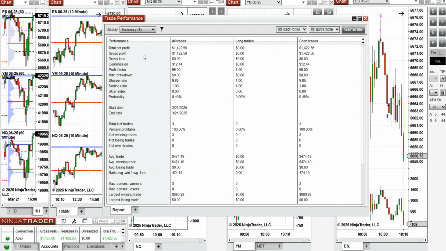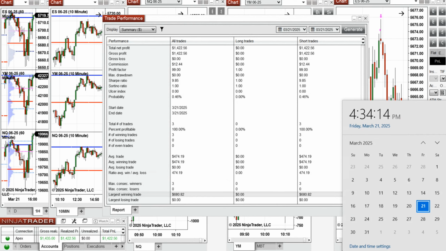And if we look at the stats on this account, we see that it was positive with a profit factor of 99, which is infinite and cannot be calculated, as we reached 100% win rate from the 3 sell short positions taken, with the average winning trade of $474 and the largest winning trade of $680. So that's a summary of the trades I have taken on some of the futures prop firm accounts.